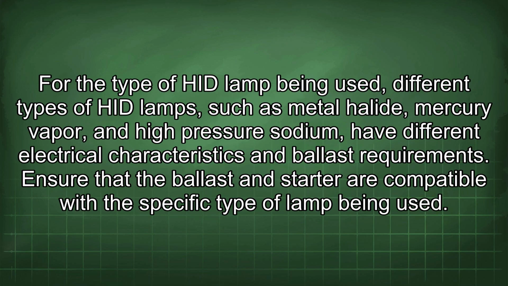For the type of HID lamp being used, different types of HID lamps, such as metal halide, mercury vapor, and high-pressure sodium, have different electrical characteristics and ballast requirements. Ensure that the ballast and starter are compatible with the specific type of lamp being used.